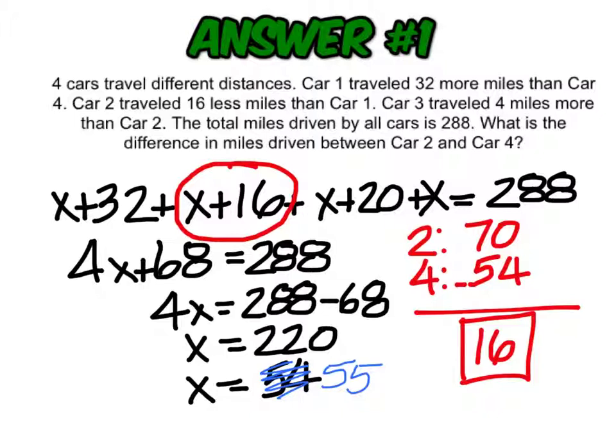I wrote down 54 by accident. So if you put in 55 for person 2, that should be 71. And for number 4, it is 55. But the difference is still 16.